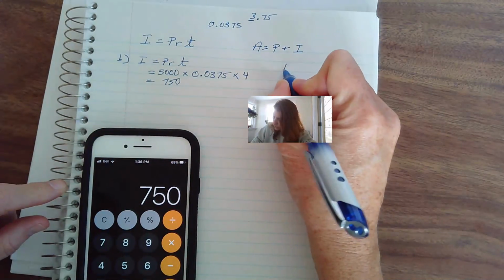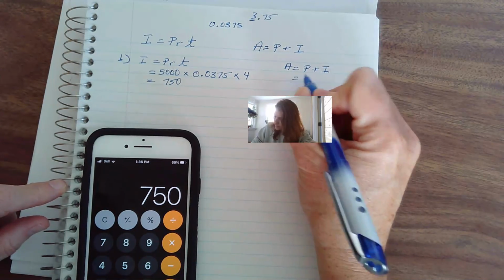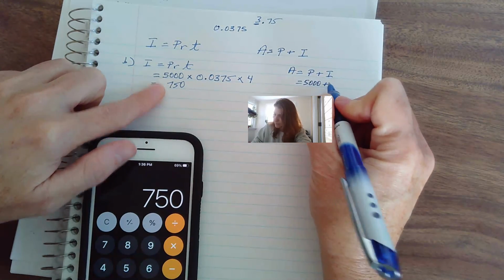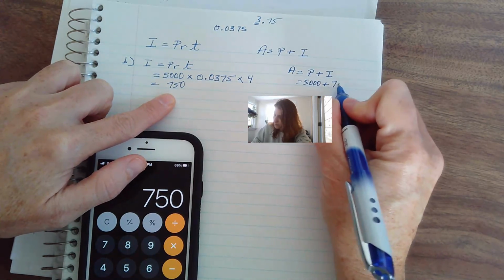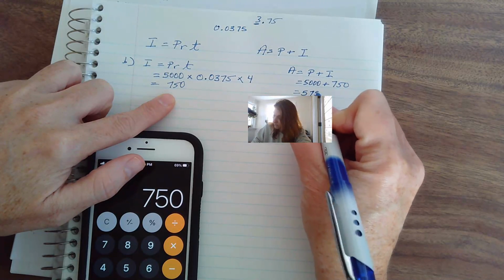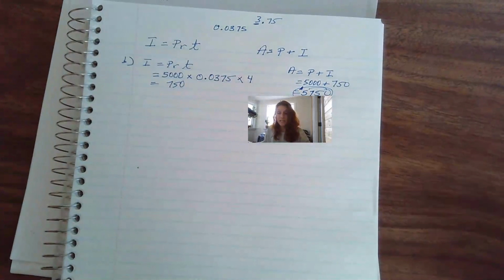So your actual value is the principal plus the interest. Your principal was the amount at the beginning, $5,000, plus the interest you've earned, $750. So you'd have $5,750 at the end. All right, you guys try C all on your own.